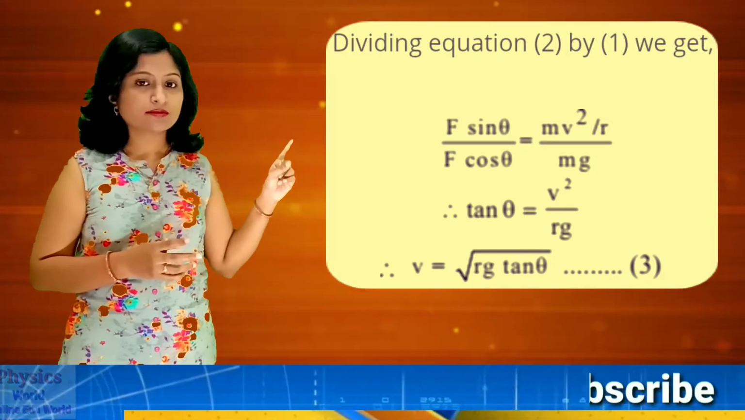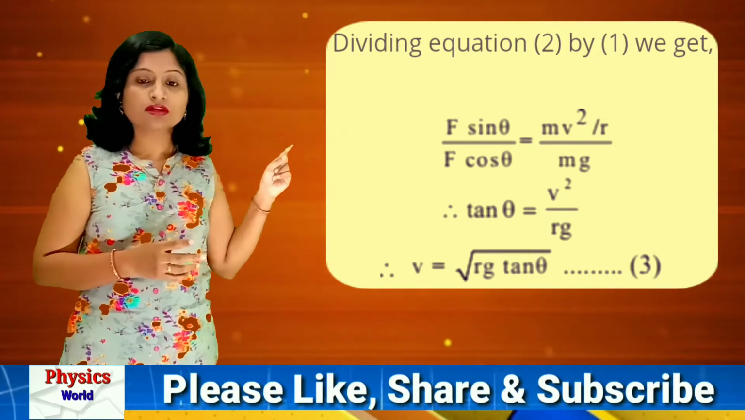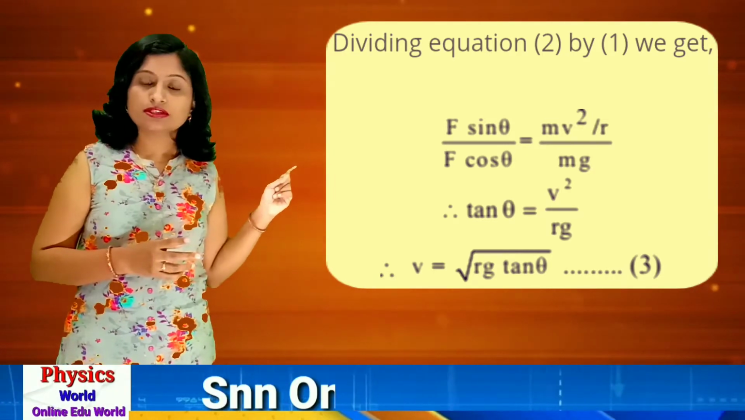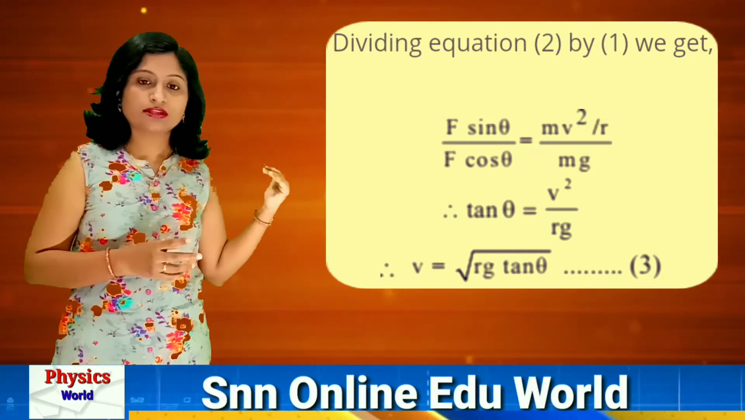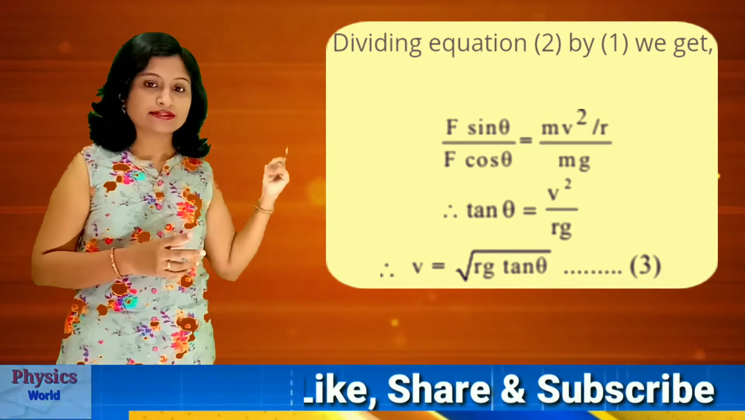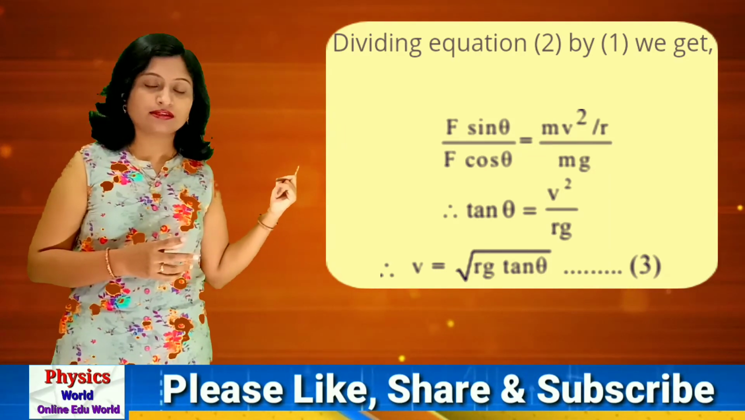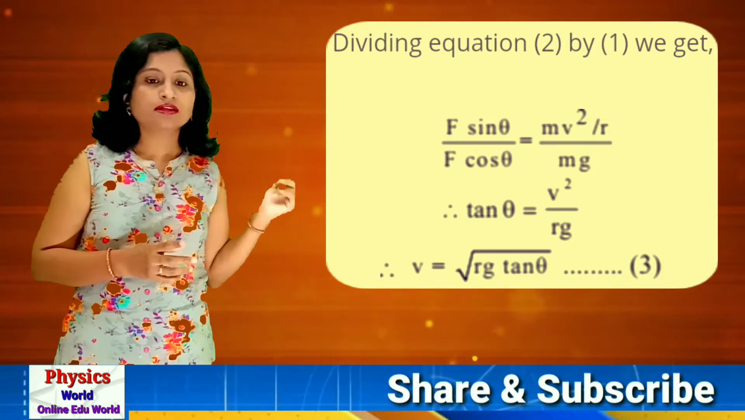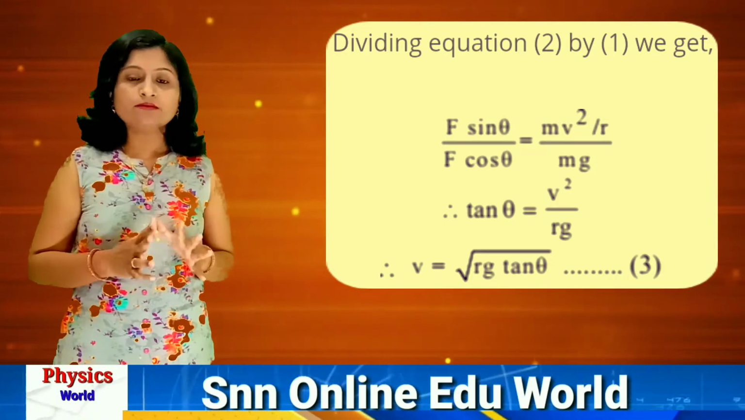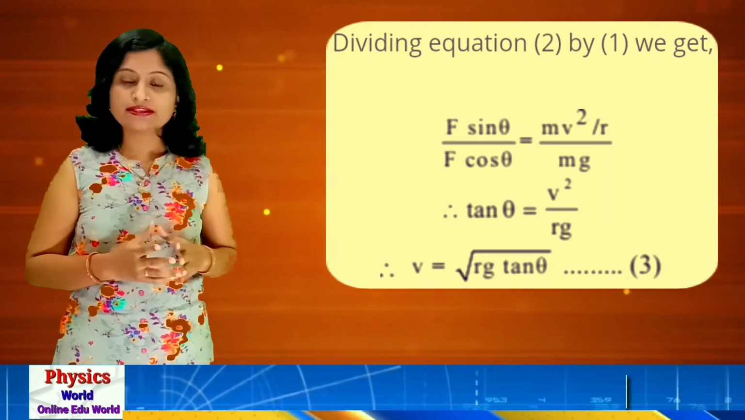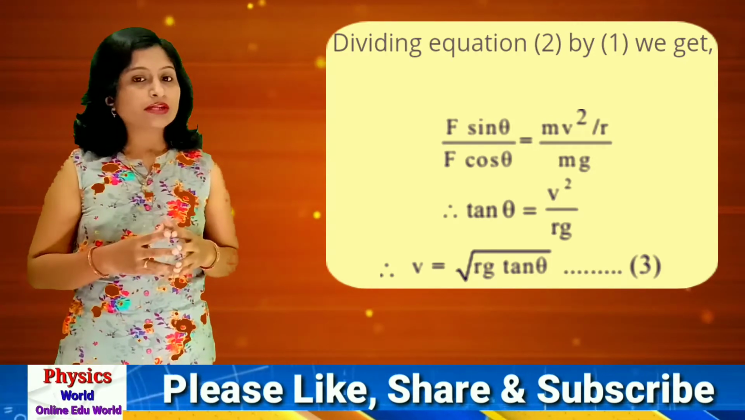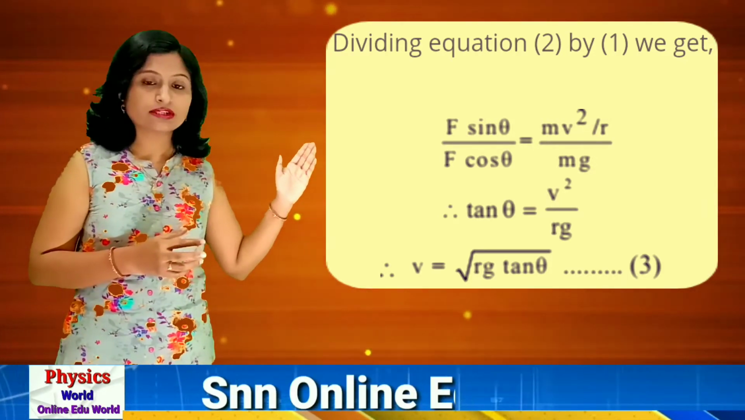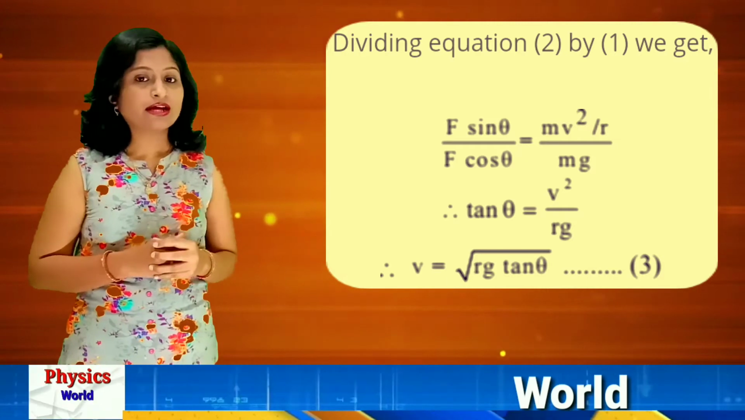Now we have to solve this. F will cancel out. Sin theta upon cos theta will be tan theta. Let's look at the LHS first. F gets cancelled, sin theta upon cos theta is tan theta. So LHS is tan theta. In the RHS only m will get cancelled, nothing else will change. So m will get cancelled. After solving this we'll get v square divided by rg.